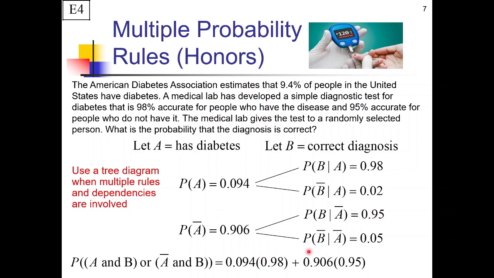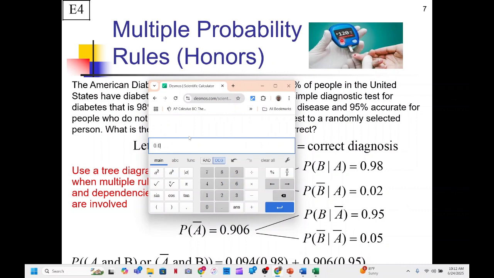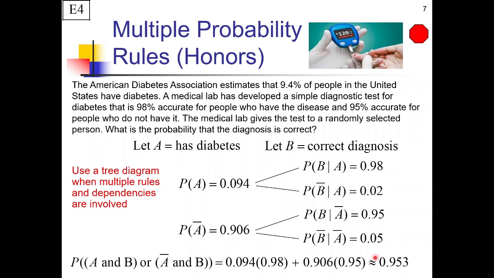And now the calculator is going to have to take it from here. So 0.094 times 0.98 plus 0.906 times 0.95. And that's a grand total of 0.953 if we round it off. So there's a 95.3% chance that this test will give us the correct diagnosis regardless of whether we have the disease or not. So that's it for this one.